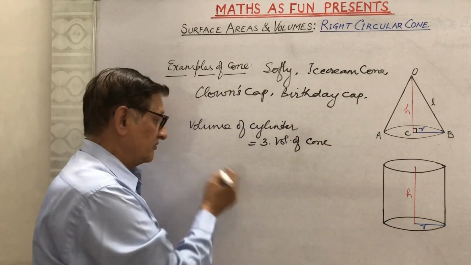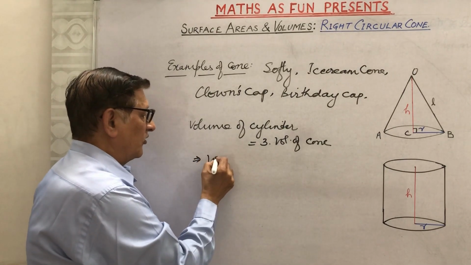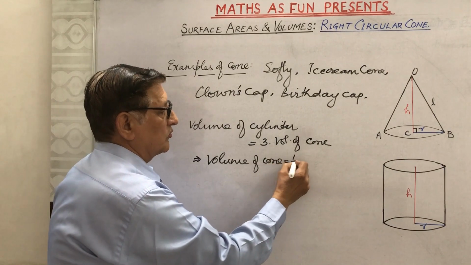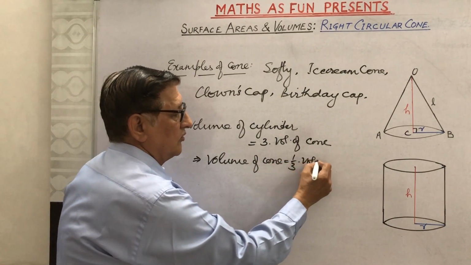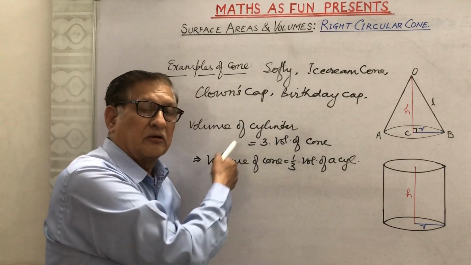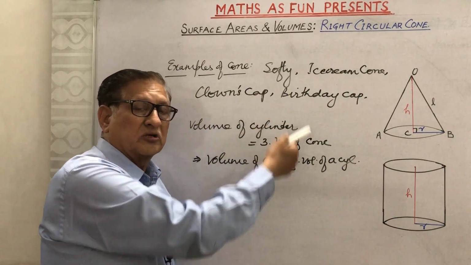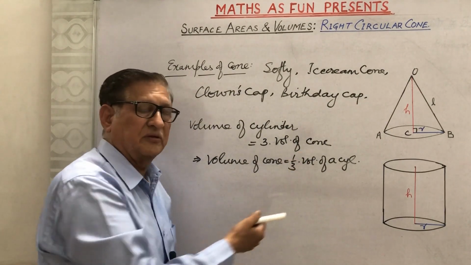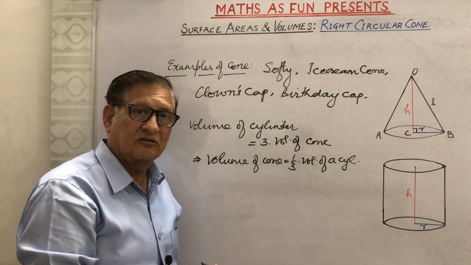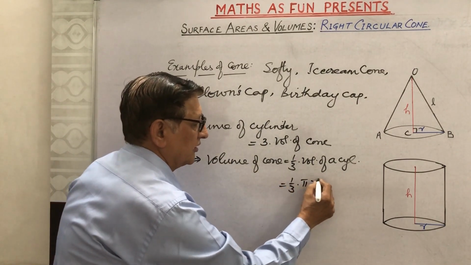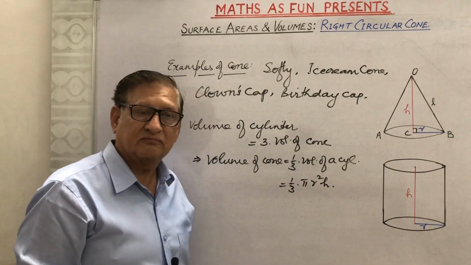What do we find from this? We find that the volume of a cone is equal to 1/3 the volume of a cylinder if the height and the base radius of both are the same. And we know the volume of a cylinder is given by πr²h. So the volume of a cone will be 1/3 × πr²h.